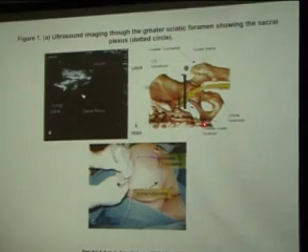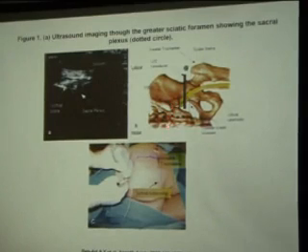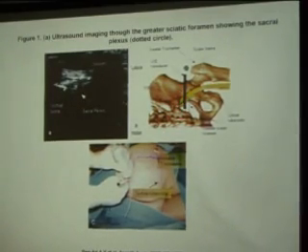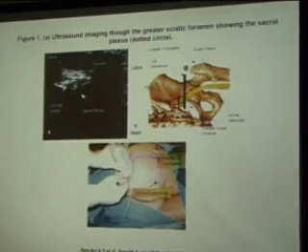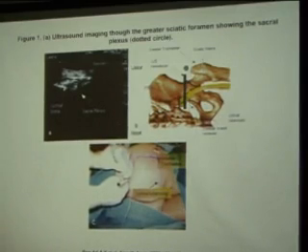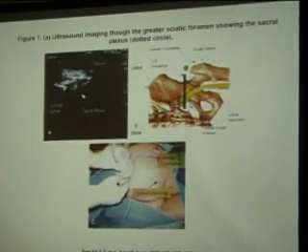The parasacral block is performed as the sciatic nerve just comes out from the inside of the pelvis into the greater sciatic notch, and it's in that area that we perform the parasacral. So it's a block that is performed very close to where the sciatic nerve gets formed.